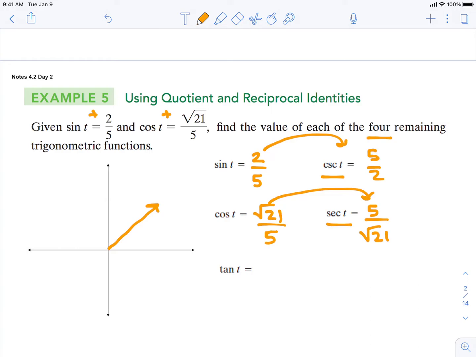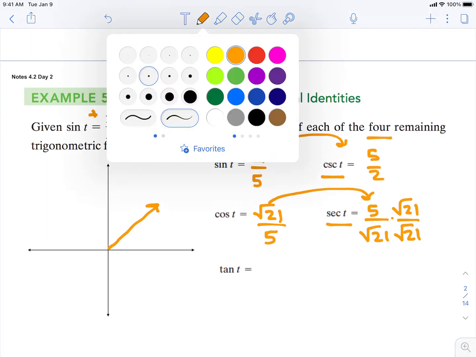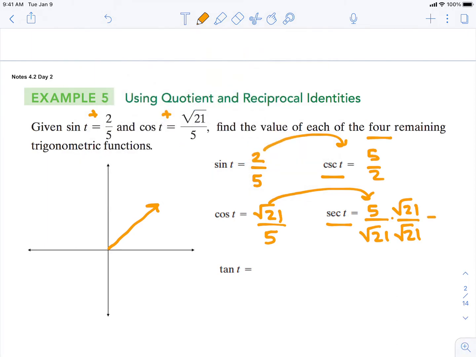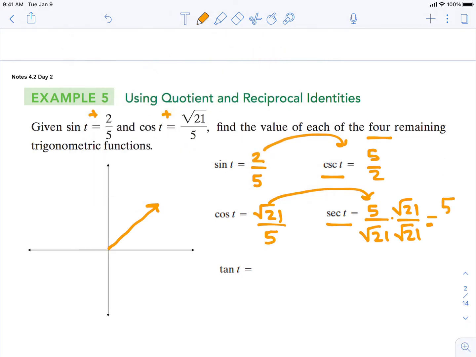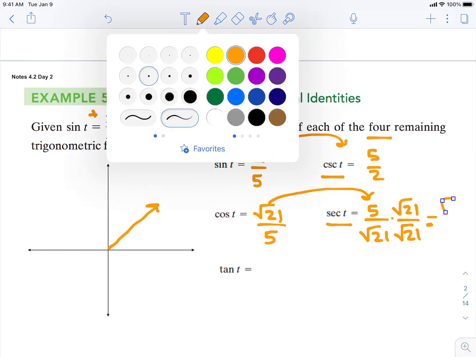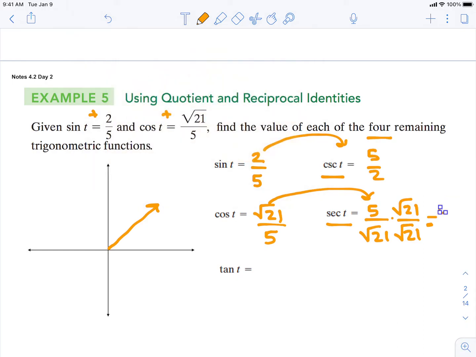Well, we do have a radical in the denominator, so we can't leave it like that. So we're going to rationalize it. So multiply the numerator and the denominator by the square root of 21. Now we're going to multiply across. 5 times the square root of 21 is 5 square roots of 21. My iPad's not wanting to write here. I'm going to write it down here. 5 square roots of 21. And then in the denominator, the square root of 21 times the square root of 21 is the square roots cancel out, 21.